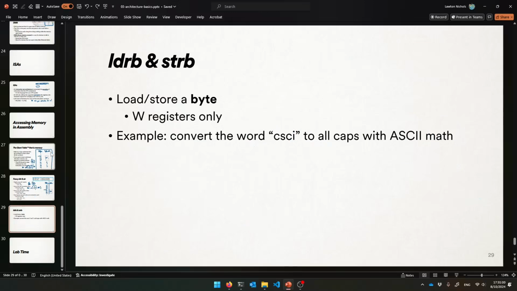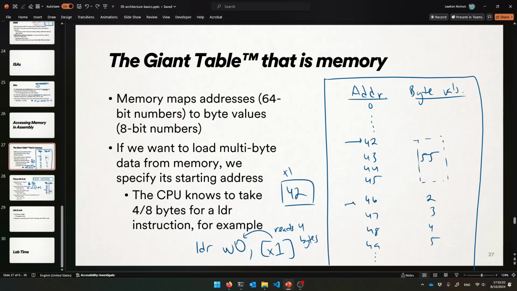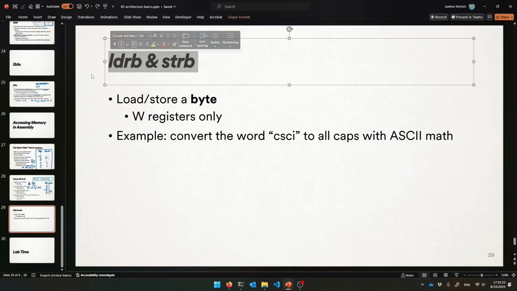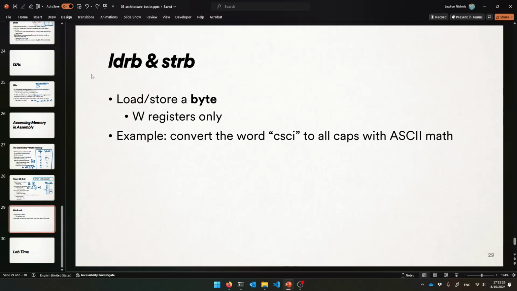And then here's how you store individual bytes. How do I go to address 46 and actually store just 1 byte? There's an instruction for that. It's load byte and store byte: LDRB, STRB. Your options for working with data inside your CPU are X registers and W registers. We're going to work with W registers. These instructions only work with W registers, and they only ever look at the rightmost byte of those 32 bits anyway, the rightmost 8 bits.